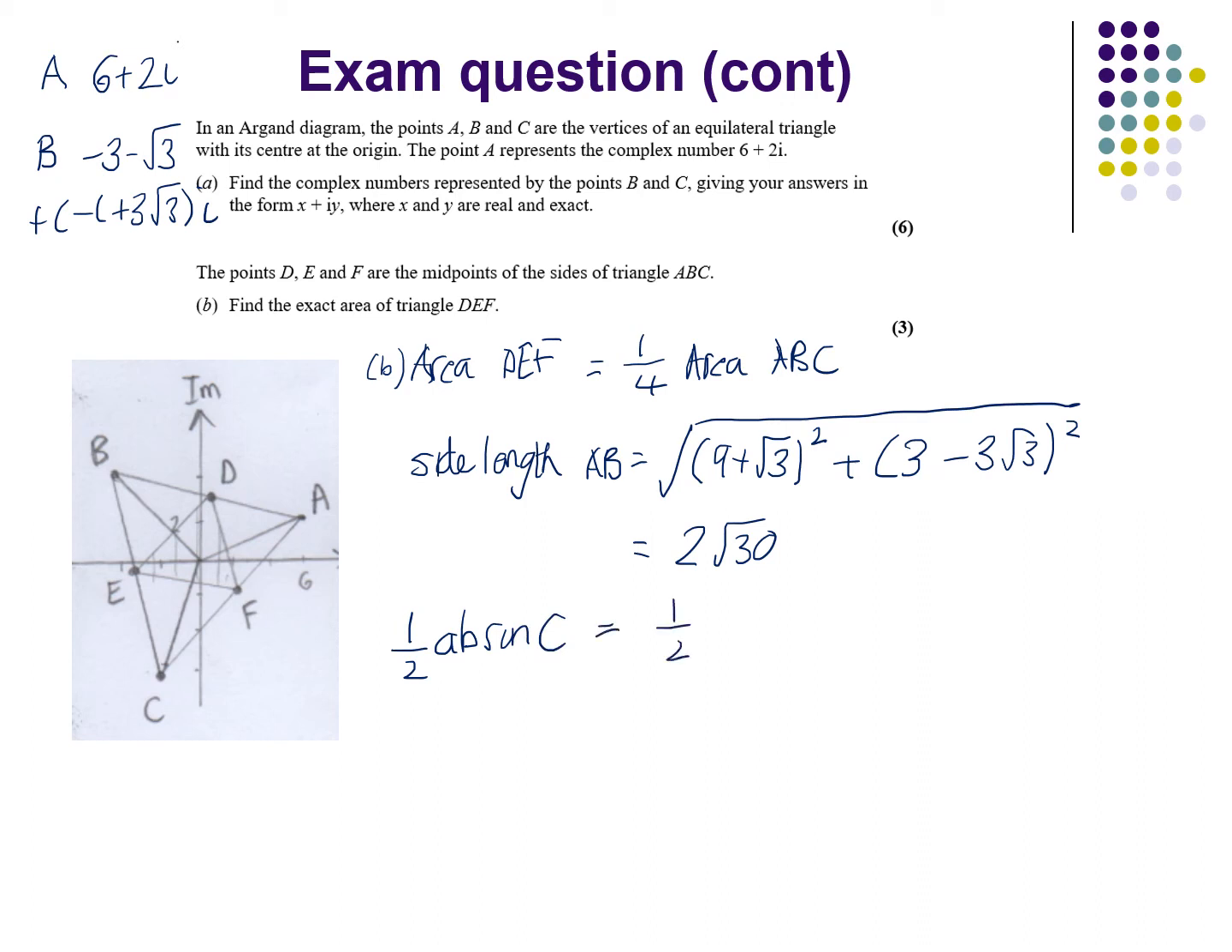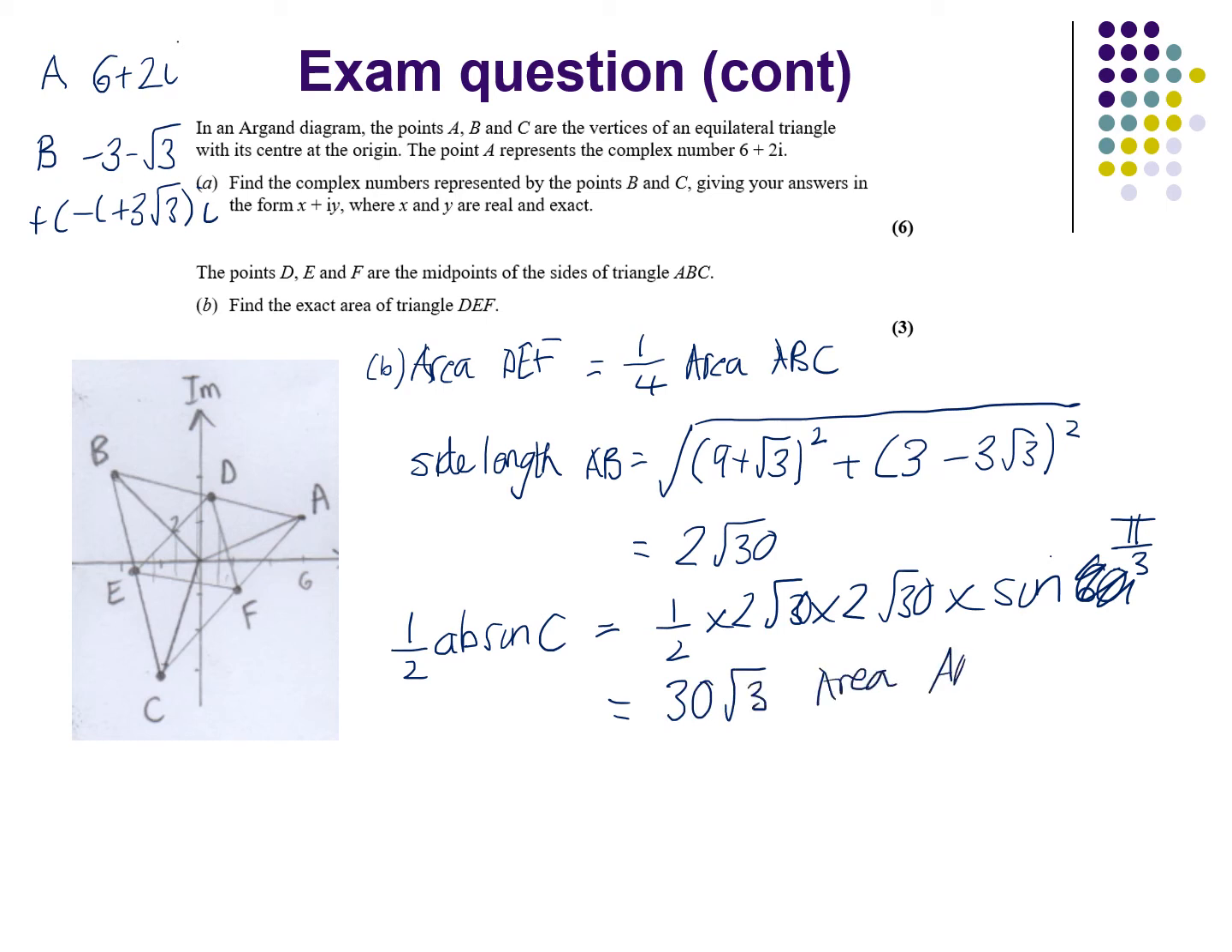What's quite nice is, because it's equilateral, the two side lengths are both 2 root 30. Okay, angle between them, well, it's an equilateral triangle, so sine, oh, I shouldn't use 60 really, should I? I should use pi by 3 because we're in radians there. Okay, doesn't really matter, to be honest, just make sure you change your calculator between it, and that gives you 30 root 3. And this is the area, remember, of ABC.